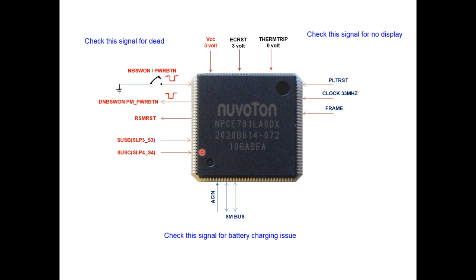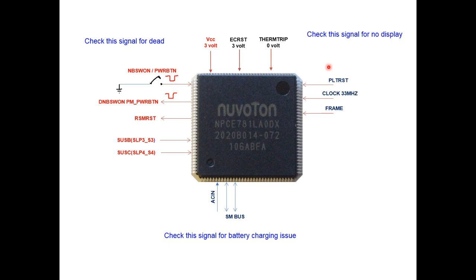So in this way we see how to check the dead laptop. What are the signals on the SIO that we have to check if the laptop is dead. And if the 3 volt is not coming, then you have to go to the always voltage section and see why the 3 volt is not coming.